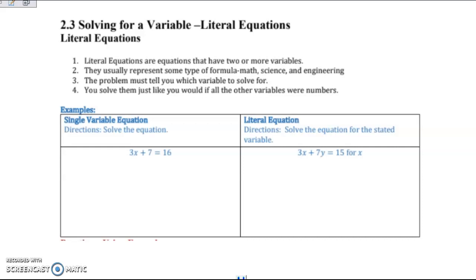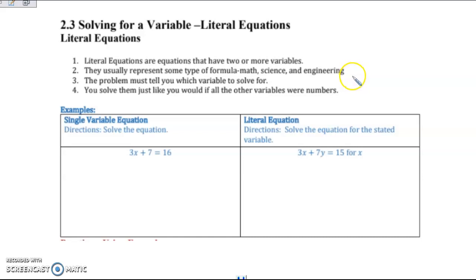Today we are talking about solving for a variable. It's also called literal equations. Literal equations are equations that have two or more variables, and most of the time what we're doing is just manipulating the variables, moving them from one side to the other in an effort to discover how best to find the solution for a certain variable.